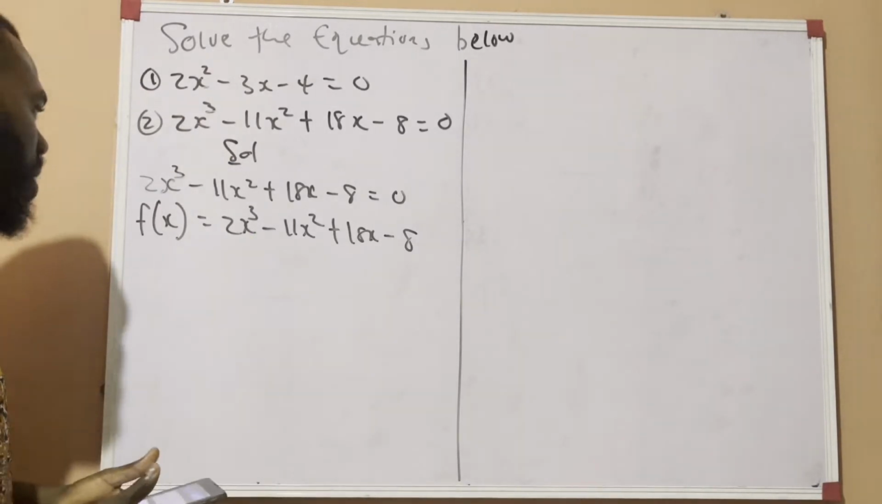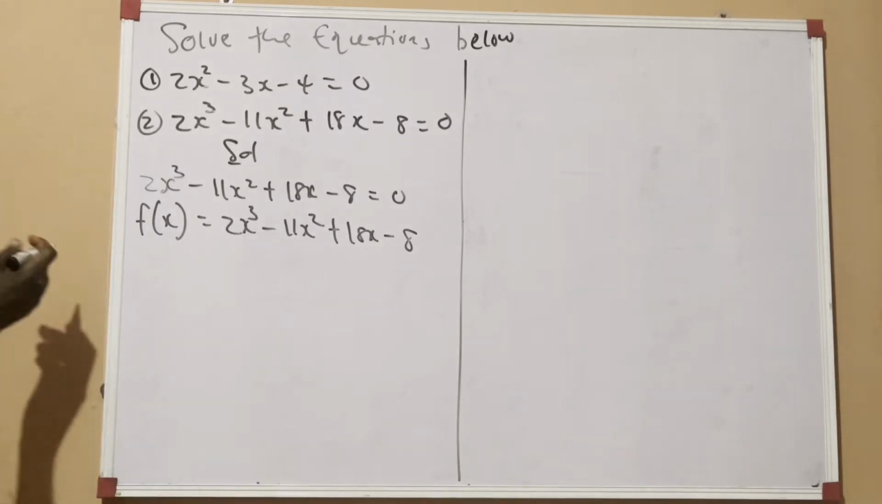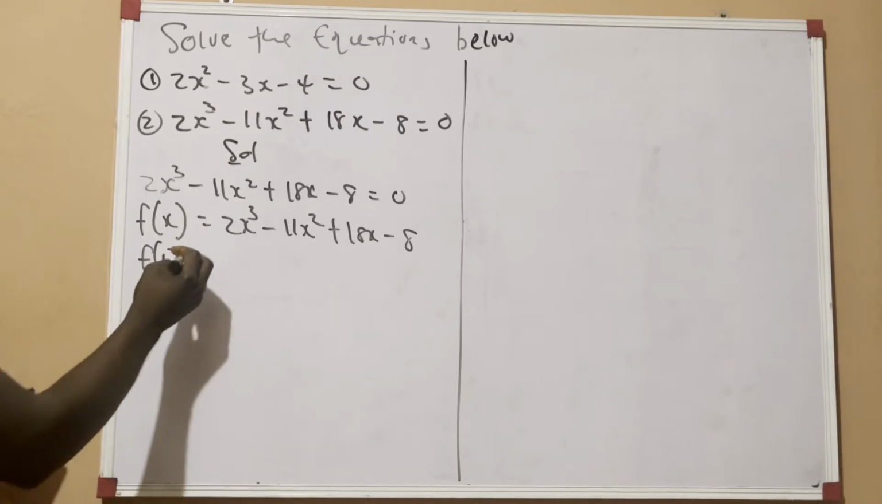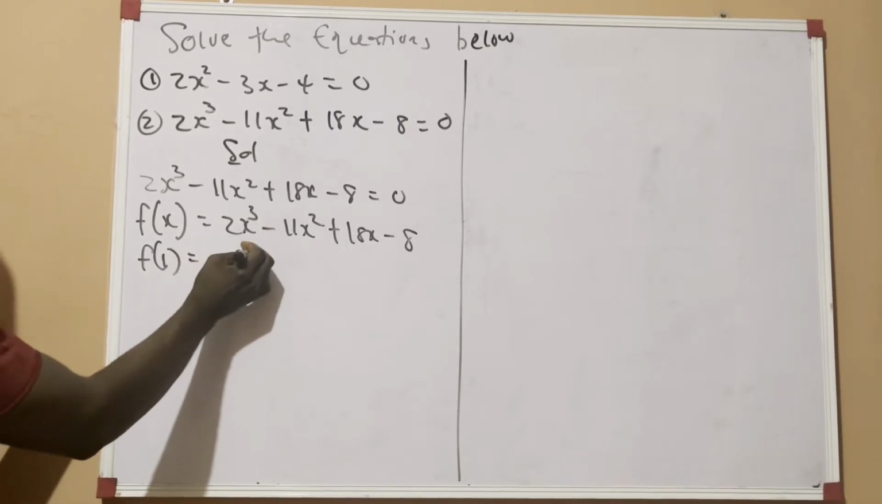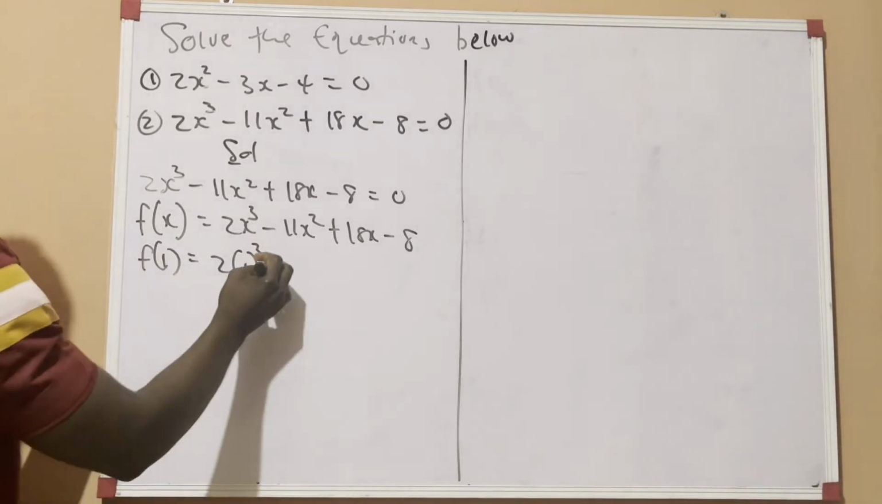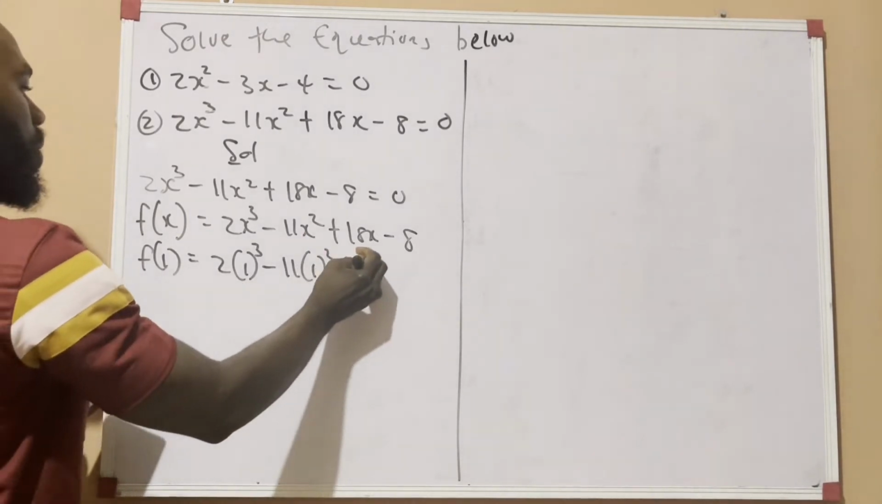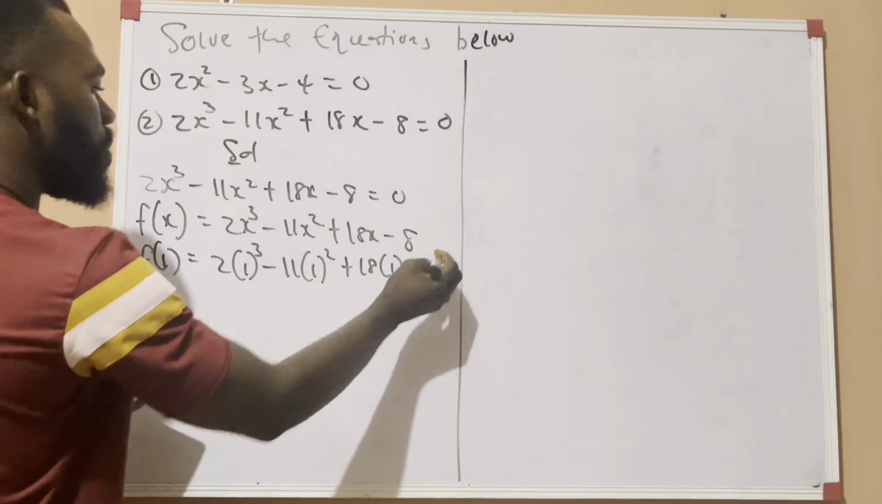So let us try when x is 1. If x is 1, it means I'm going to have f of 1. So here becomes 2 into the brackets of 1 raised to the power 3 minus 11 into the bracket of 1 raised to the power 2 plus 18 into the bracket of 1 minus 8.